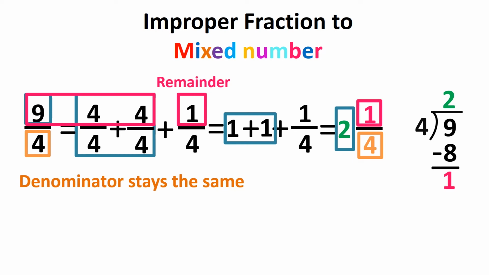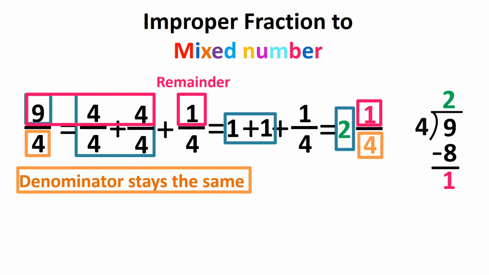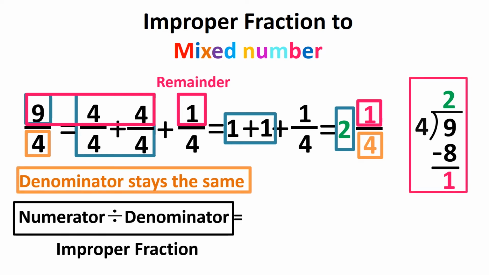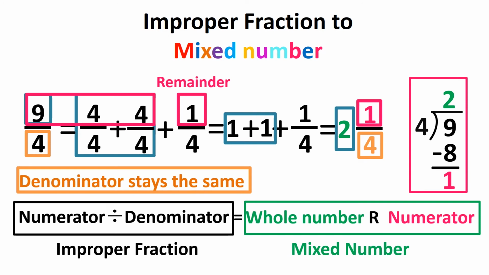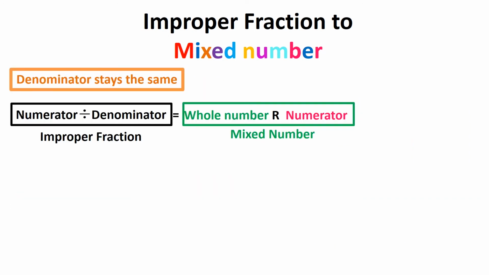So from the above examples, we can make some conclusions. When we want to convert the improper fraction into a mixed number, the denominator stays the same, so 4 is still 4. Then we will use the numerator of the improper fraction to divide the denominator of the improper fraction. The quotient is the whole number for the mixed number, and the remainder is the numerator for the mixed number. Now let's look at more examples.